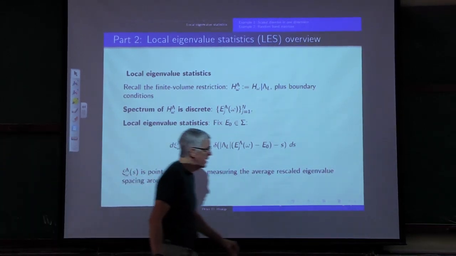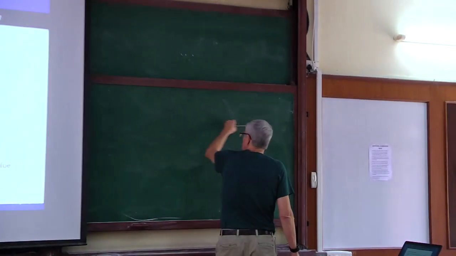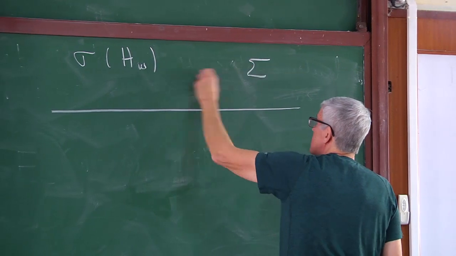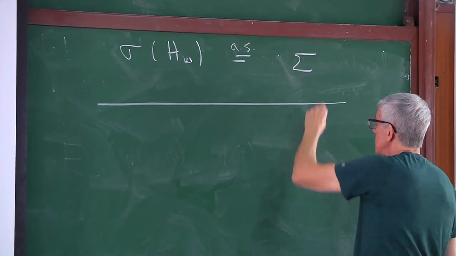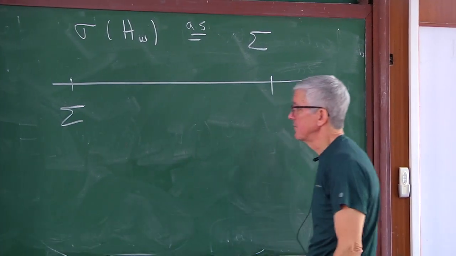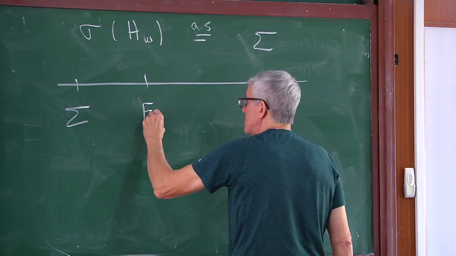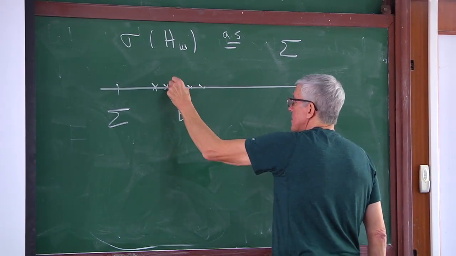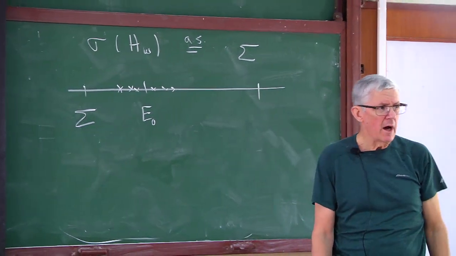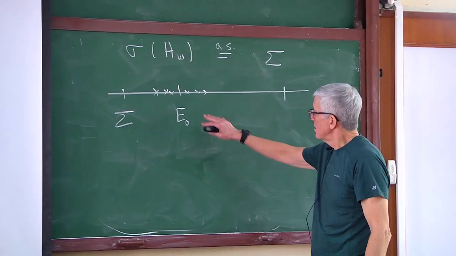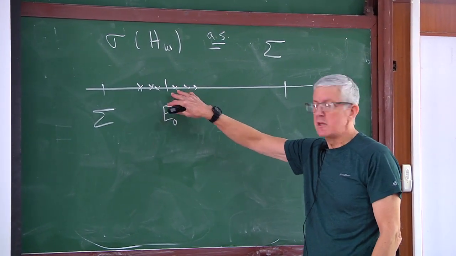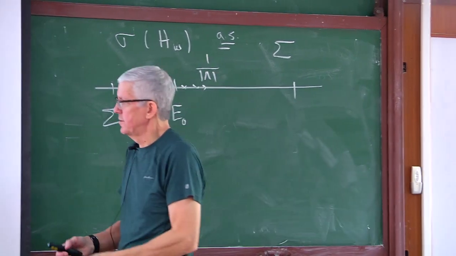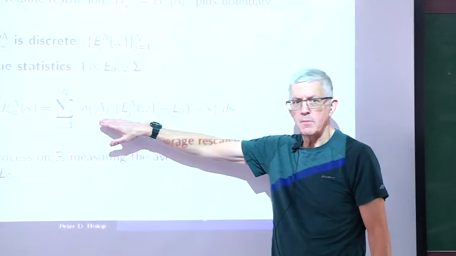So I remind you that from the point of view of the spectrum of the operator H omega, there's this subset sigma, which is the almost sure spectrum. Let me just write it down here as if we're on the lattice model. We want to fix some E0 which belongs to sigma, and for the finite volume system, look at the eigenvalues that are nearby E0. I'll show you later on that the average spacing between these eigenvalues is 1 over the volume of the system. So I want to rescale the spacing of the eigenvalues near E0 by the volume.